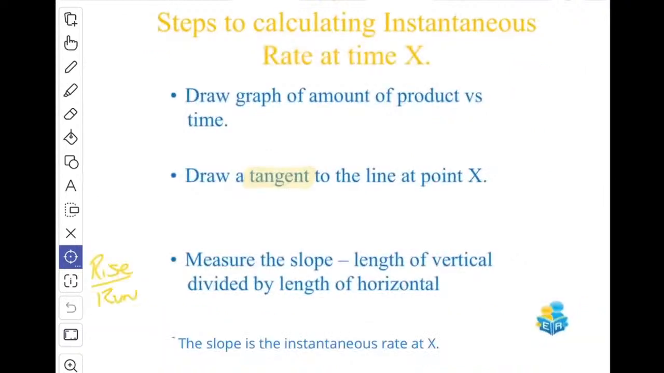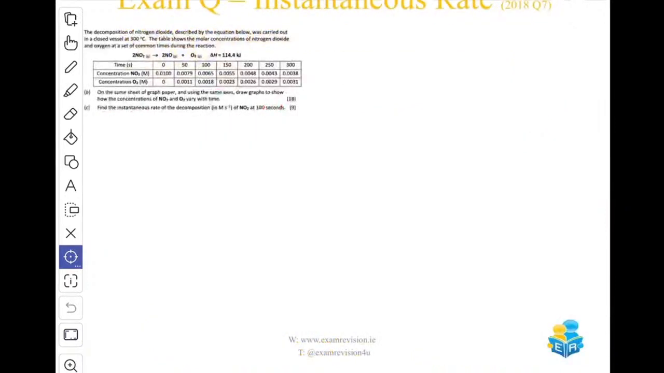So the next thing we're going to look at is a short exam question, and this is 2018 question 7. If you were to do this 2018 question 7, you would draw out the two graphs that are here, and you would find the instantaneous rate. I'm not going to do this because I've done an example in the last slide, but I will attach the marking scheme for you in the notes.